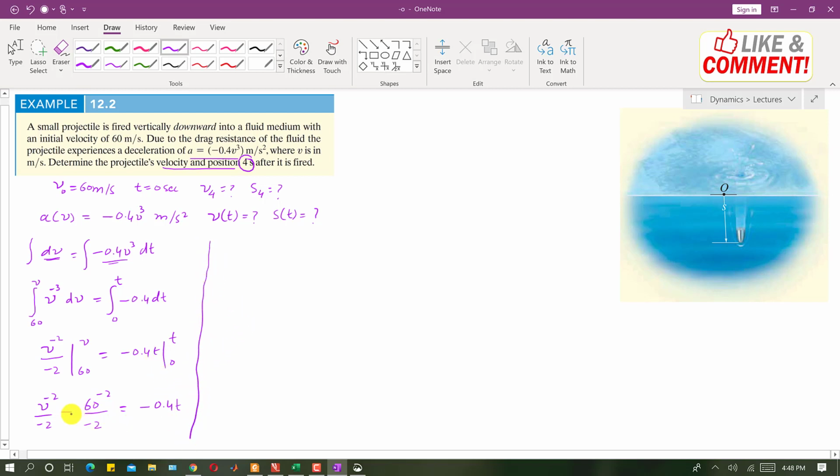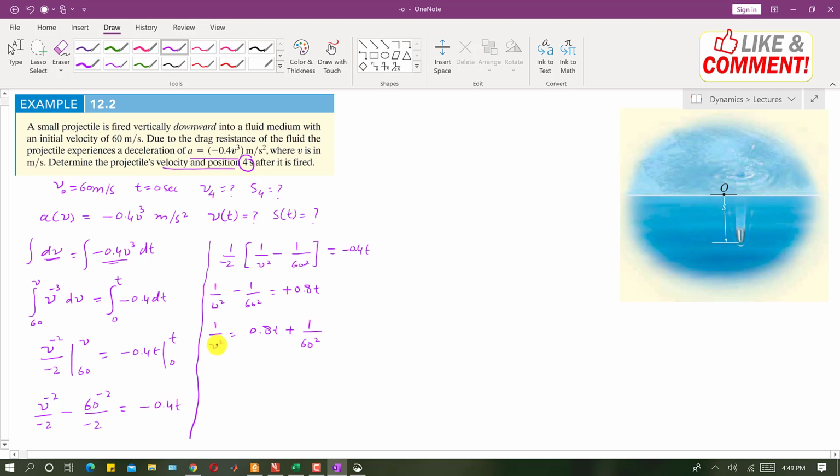So, we can write it like this. If I take 1 by minus 2 common, right, so 1 by minus 2, and this will become 1 divided by v square minus 1 divided by 60 square, and this is equal to minus 0.4 t, and if we multiply minus 2 on both sides, this will become 1 by v square minus 1 by 60 square equals plus 0.8 t. So, 1 by v square is 0.8 t plus 1 divided by 60 squared.